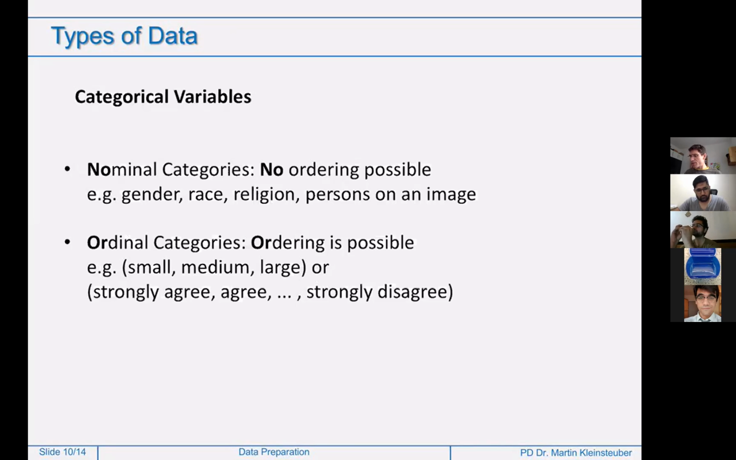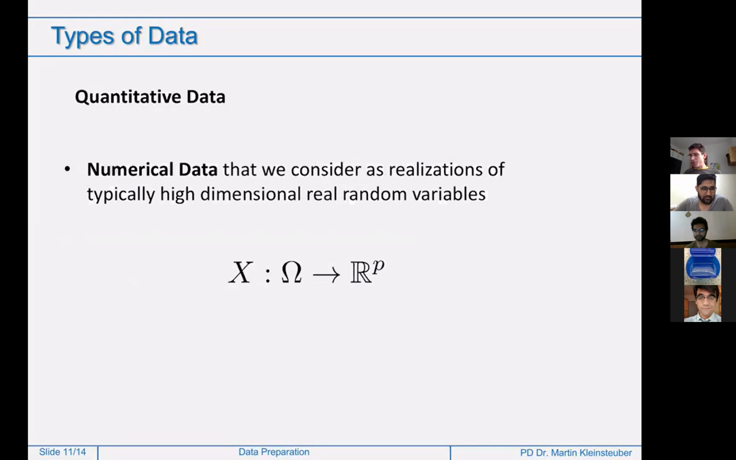Strongly agree, strongly disagree. These are things that typically happen in psychology or in these kinds of social science, business, marketing also. We're not using that actually. So okay, good. So nominal categories, ordinal categories, and of course the quantitative data.